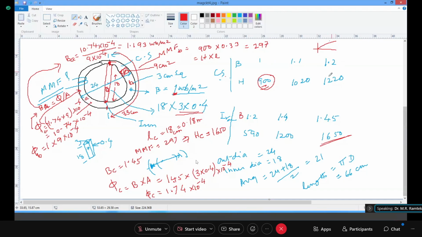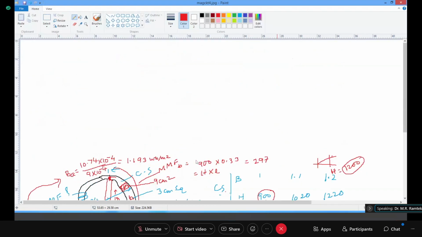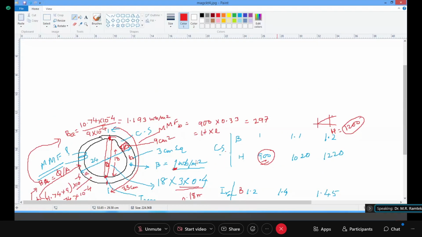Now we don't have a graph paper, so I will approximate it to say something like 1200, just for understanding. Because 1.2 is giving 1220, 1.193 is approximately close to that. So I will take H for this density of 1.193 equal to 1200. You can do it on actual graph paper, but now in the classroom you don't have it. So now you got the H for this. Clear?